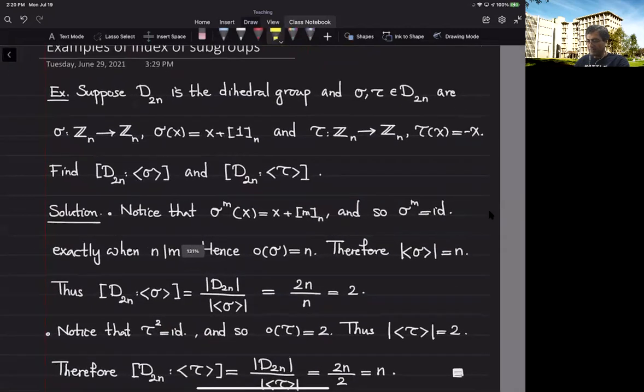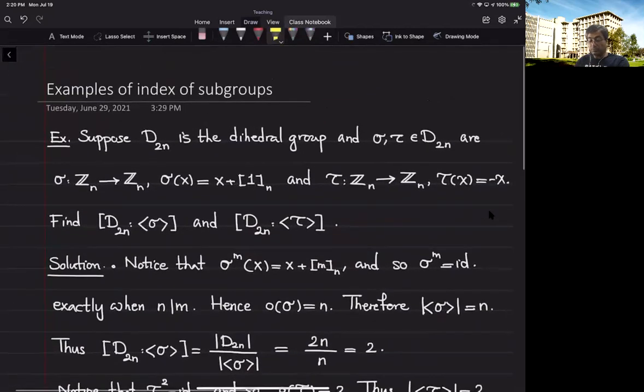Okay, so let's see the final example. It is related to the index of subgroups in the dihedral group. So remember that in the dihedral group, we have these two specific symmetries of the n-gon. One of them is a rotation, sends x to x plus 1. And the other one is a reflection, that sends x to -x. We want to find the index of the cyclic group generated by sigma in this dihedral group, and the index of the cyclic group generated by tau in this group.